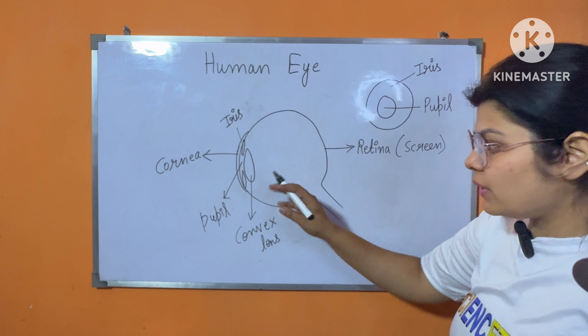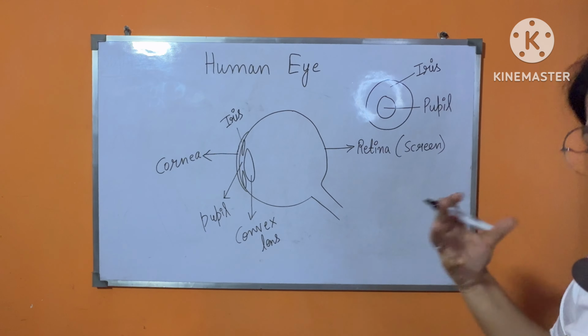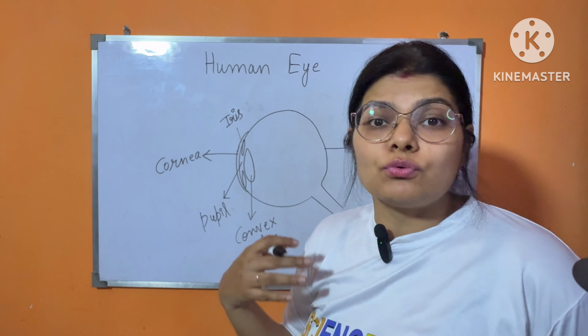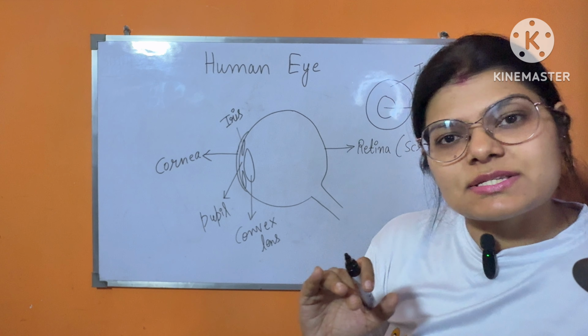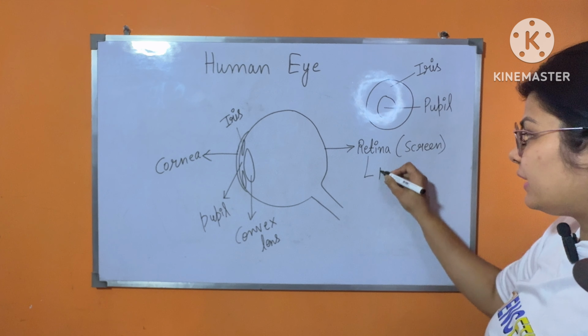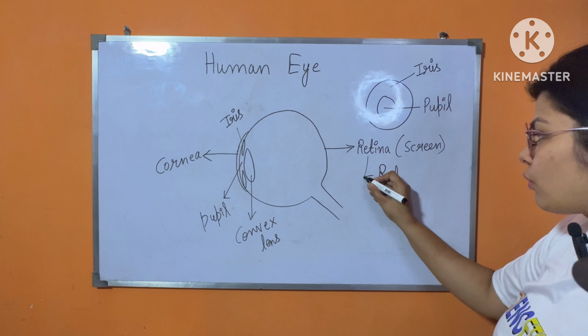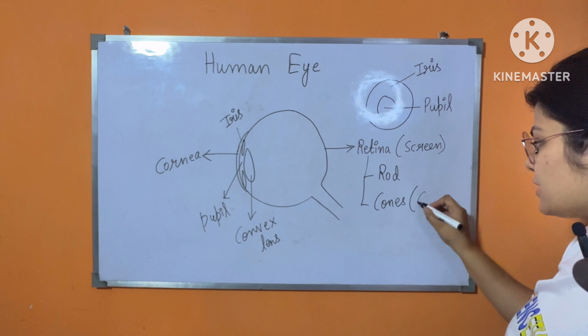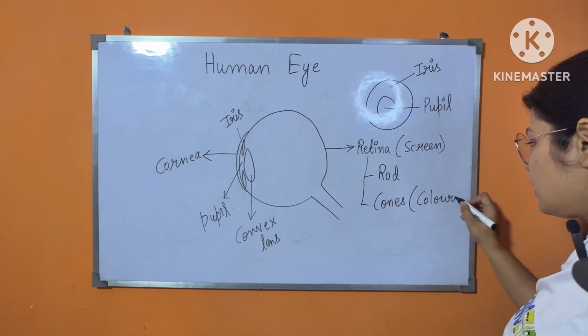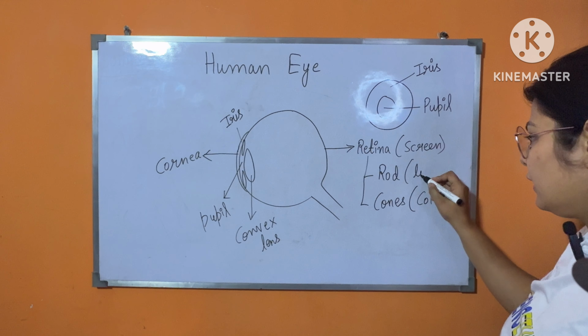Photoreceptors mean they are sensitive to light. So we call them photoreceptors. There are two types of cells, rod cells and cone cells. Rod cells are sensitive to dim light and cone cells are sensitive to bright light. Rod cells do not detect colors and cone cells detect colors. Cone cells are for the colors and rods are for the light.